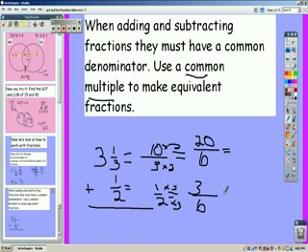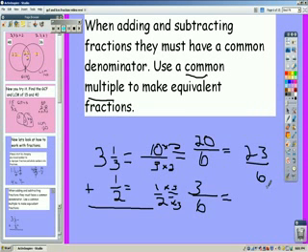Now you add or subtract depending on what it's asking you to do. In this case, add. So 20 plus 3 gives you 23/6. And you ask yourself, is my fraction in simplest form? No, it's not. It's still an improper fraction. So let's change it back and simplify if necessary.